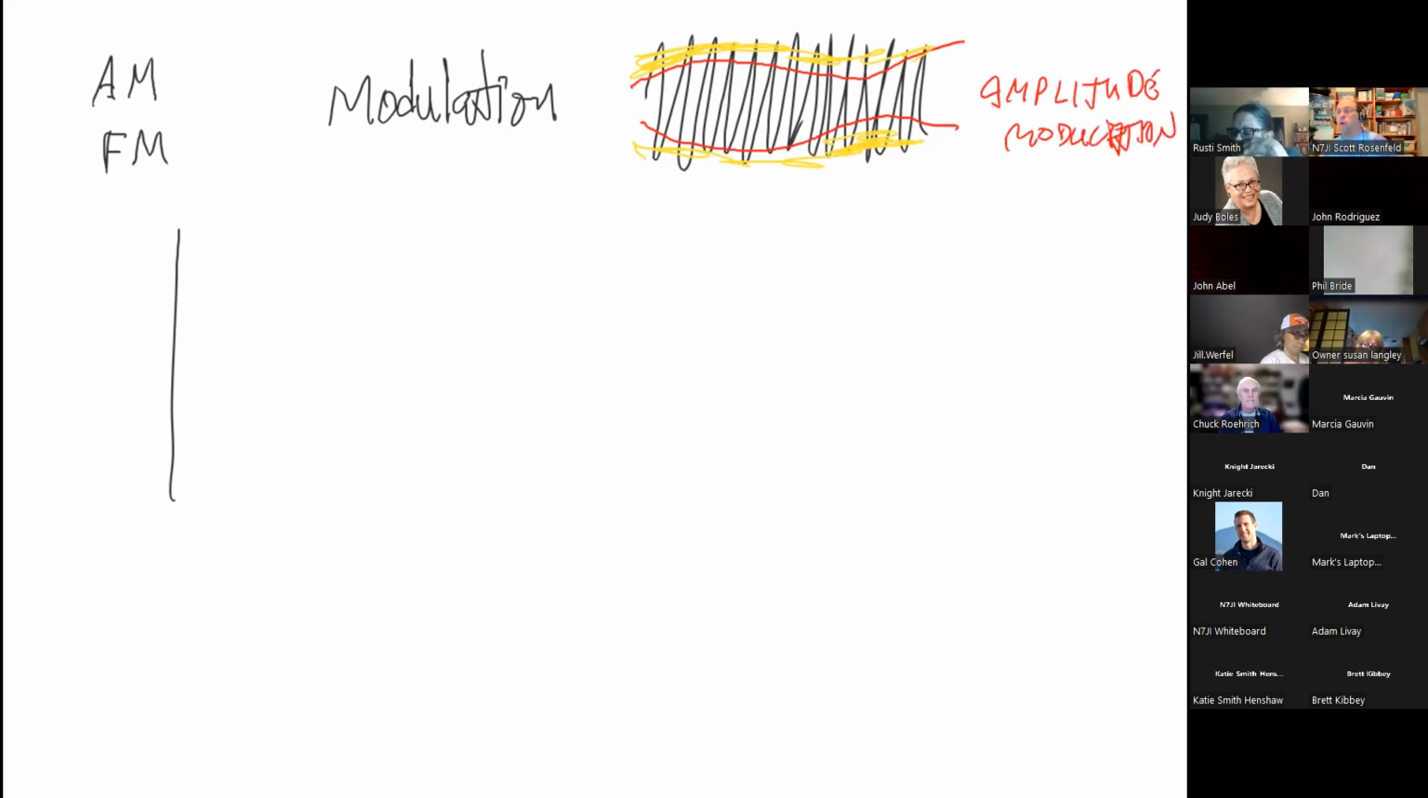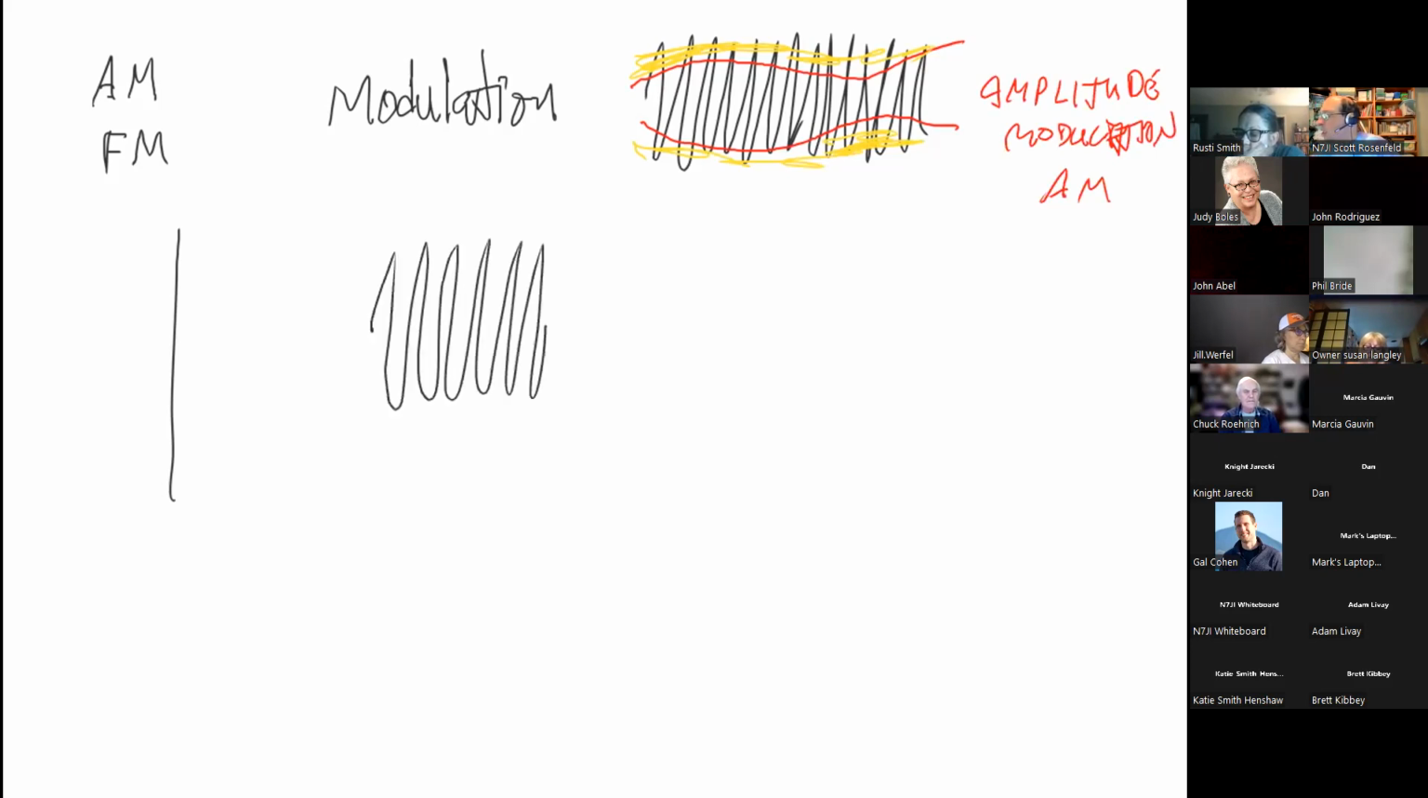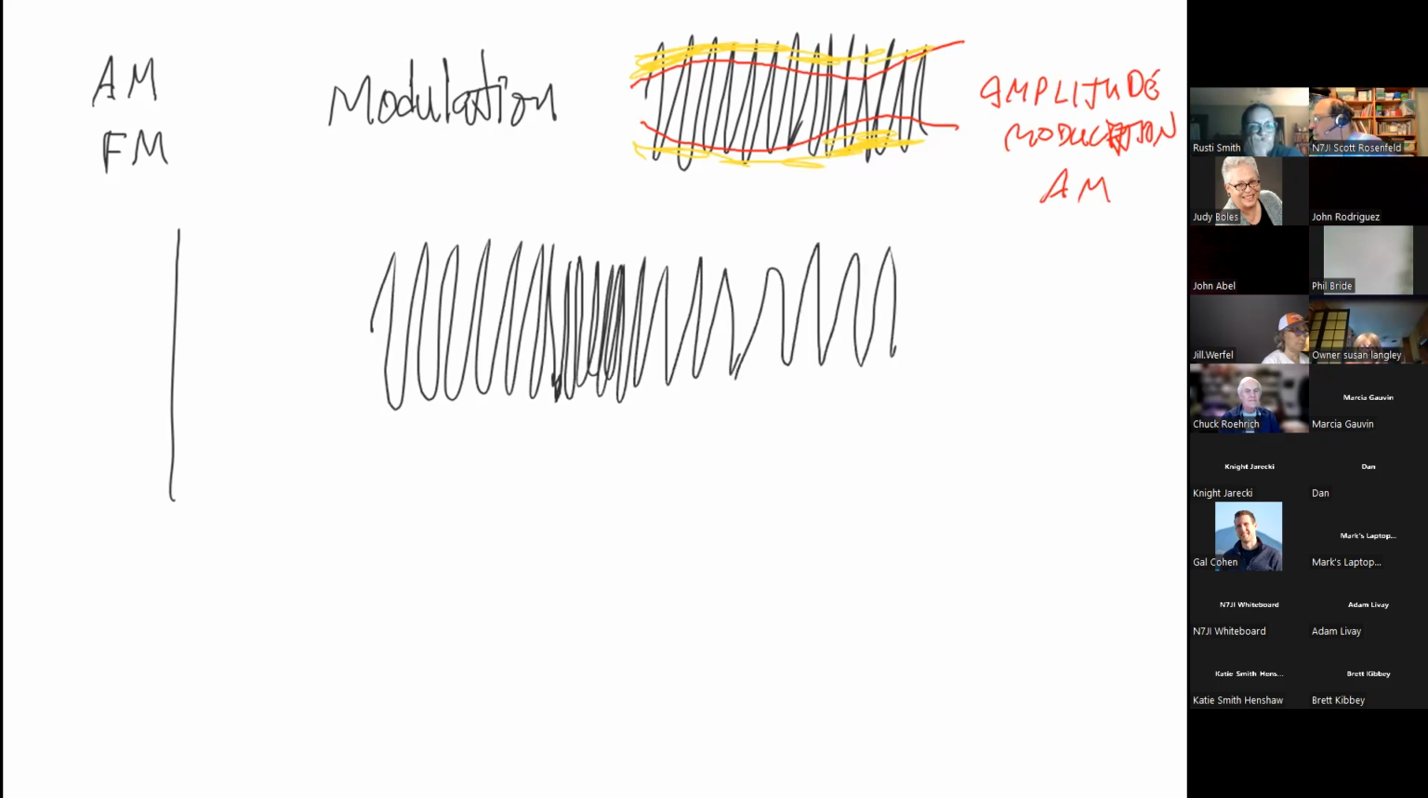Okay, or AM. The other thing we can do is something called frequency modulation, where we have the voice or some other signal coming in, and we use that to take this base frequency, and depending on what's happening, we can speed it up or slow it down. And we can speed it up and we can slow it down.